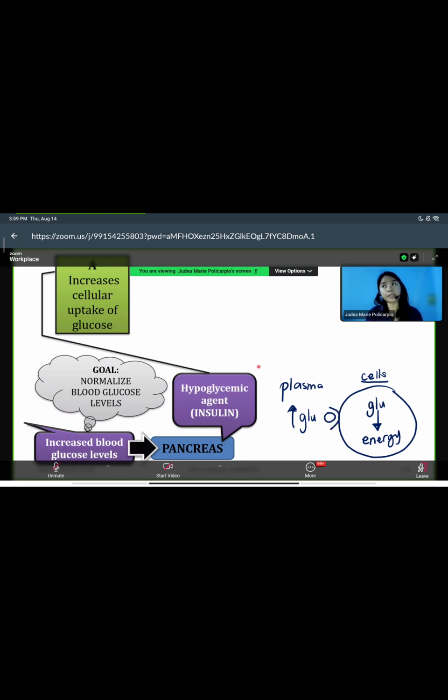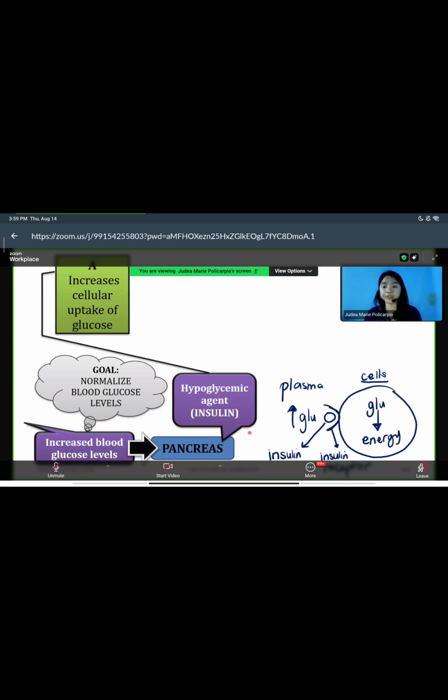Simple lang naman, kailangan mo ng susi at kailangan mo ng pintuan. Uy ma'am, sino ang magsisilbing susi? Who will serve as the key? At sino yung tatanggap ng susi na yon? Okay, laging tatandaan, ang susi ay si insulin. At ang tatanggap ng insulin, we would call it, syempre, the insulin receptor.